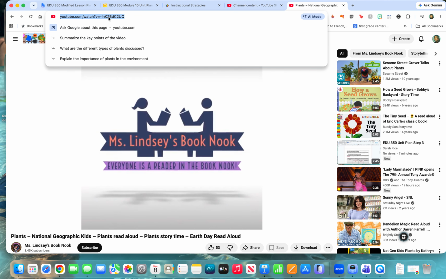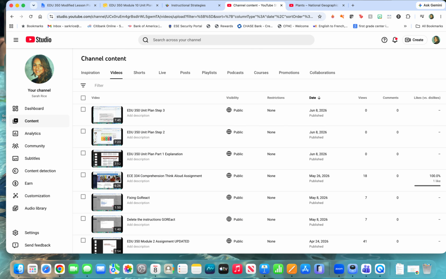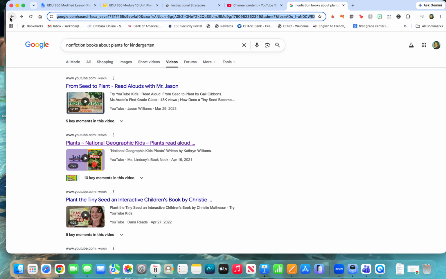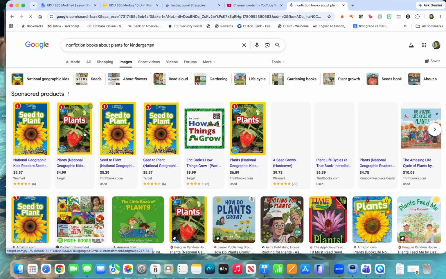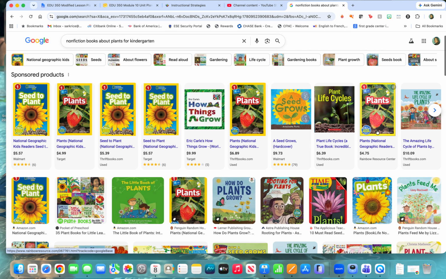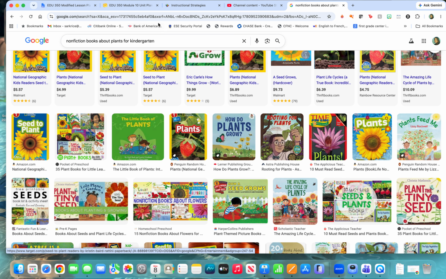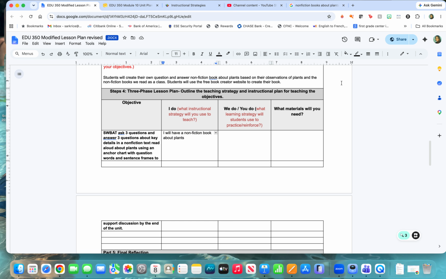And I can even include this link if I want. The book is called Plants by National Geographic Kids. If this is the book that I'm going to use, I can include the link as a part of my materials. So here in my materials, I'm going to put the link to the book.